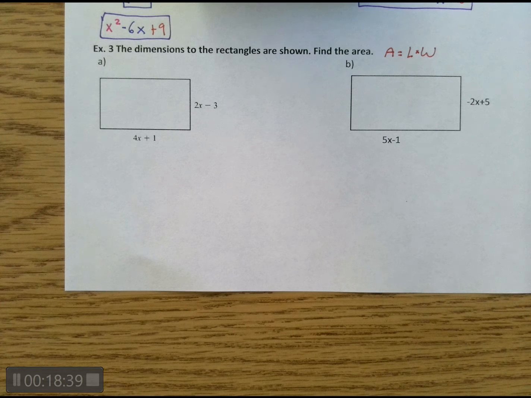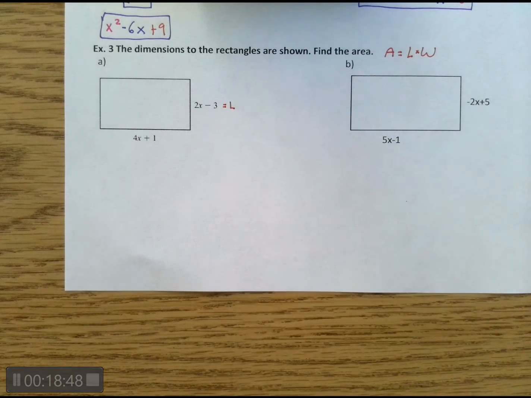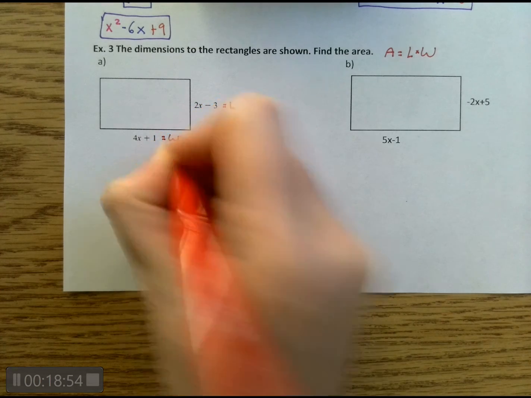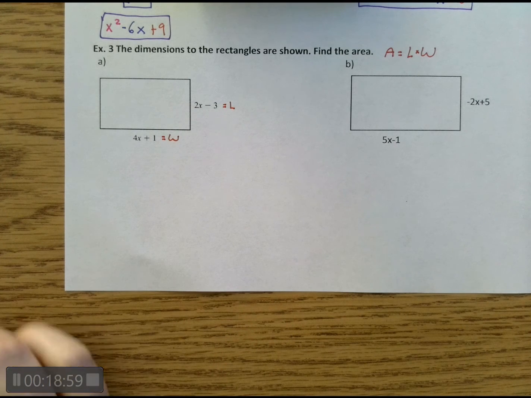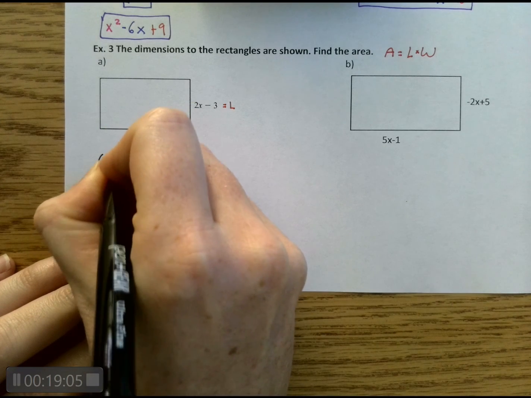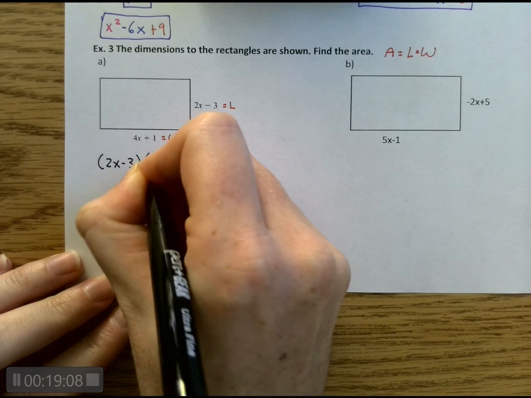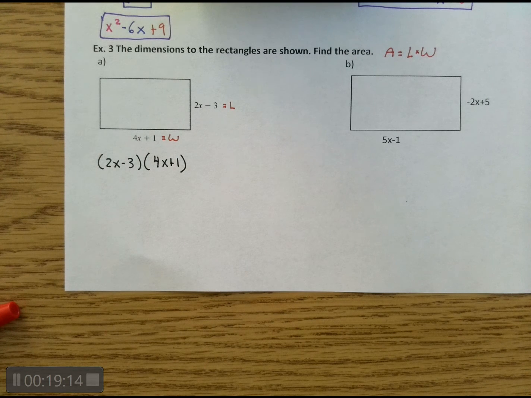Okay? So for a rectangle, your length is going to be side length, and this is going to be your width. So we just need to multiply these two pieces together. And the best way to do that is to put them in parentheses. So we're going to have 2x minus 3 times 4x plus 1. Okay? And we're going to multiply it just like we were with all the others.